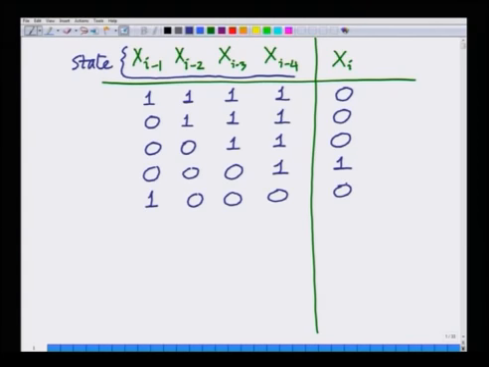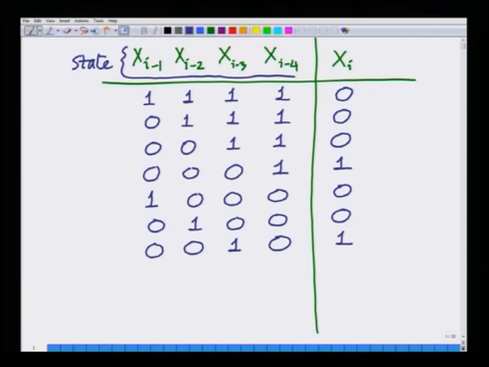The next state is 0, 1, 0, 0 and xi is 0. The next state is 0, 0, 1, 0 and xi is, look at this, xi is xi minus 3 XOR xi minus 4.